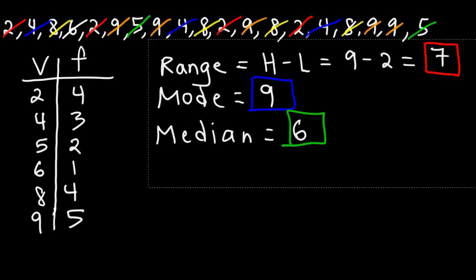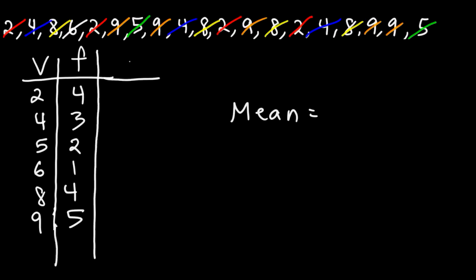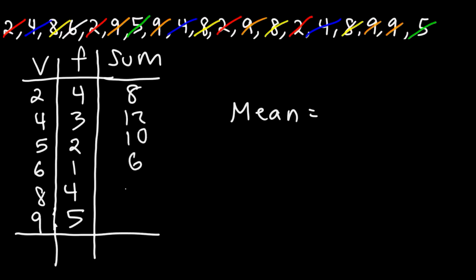Now let's calculate the mean. So let's make another column. So we're going to put the sum. 2 times 4 is 8. 4 times 3 is 12. 5 times 2 is 10. 6 times 1 is 6. 8 times 4 is 32. 9 times 5 is 45.